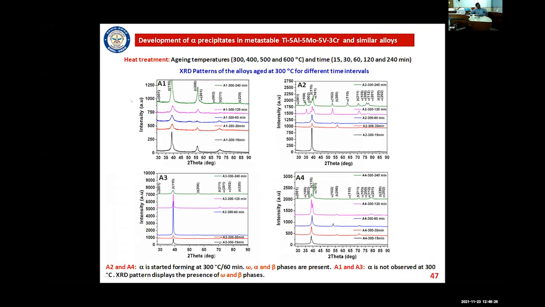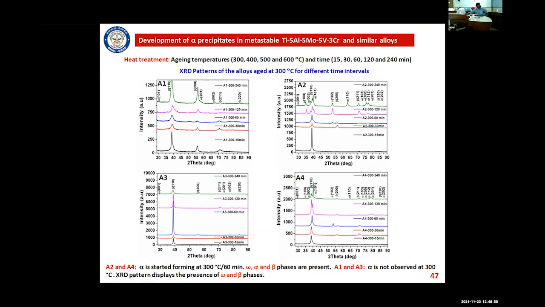Now, as I mentioned, we have also studied aging in all 4 alloys at 4 different temperatures, 300, 400, 500, and 600°C, and different time intervals: 15 minutes, 30 minutes, 60 minutes, 120 minutes, and 240 minutes. After the aging treatments, the specimens were characterized using XRD, optical microscopy, SEM and TEM, and we also measured the hardness values.